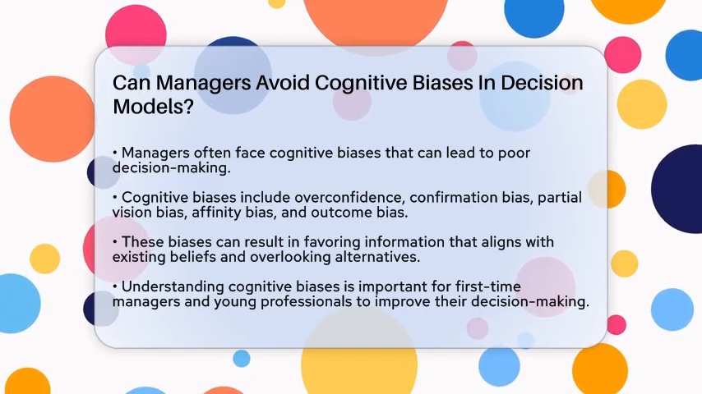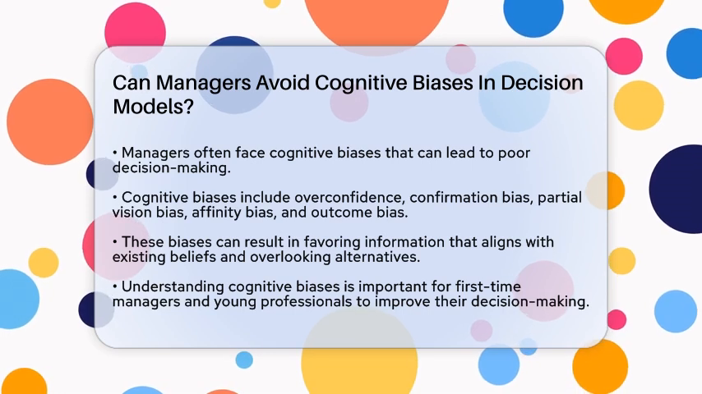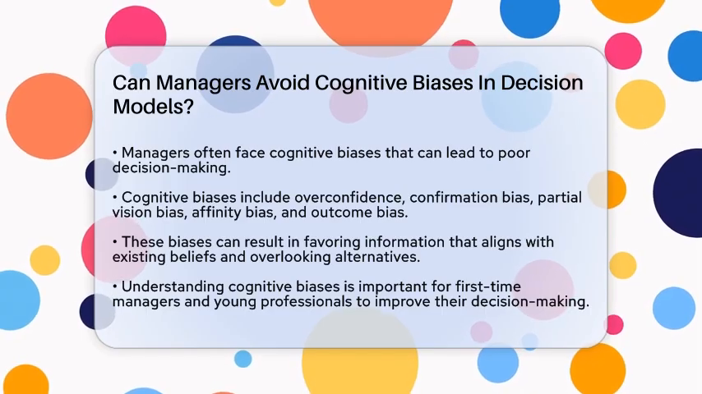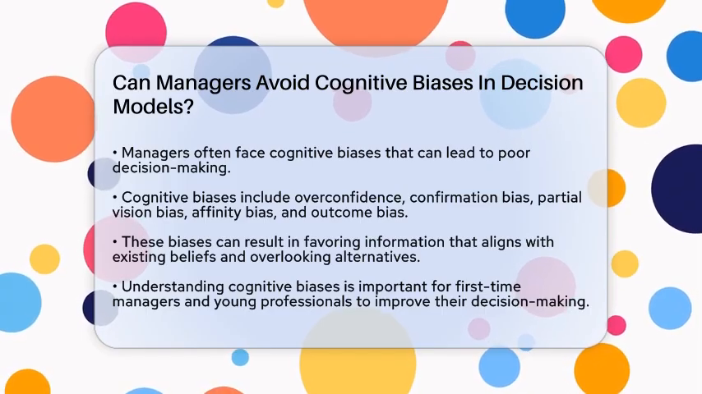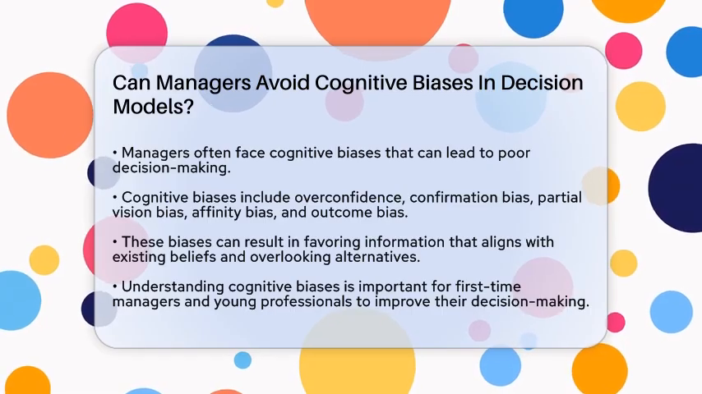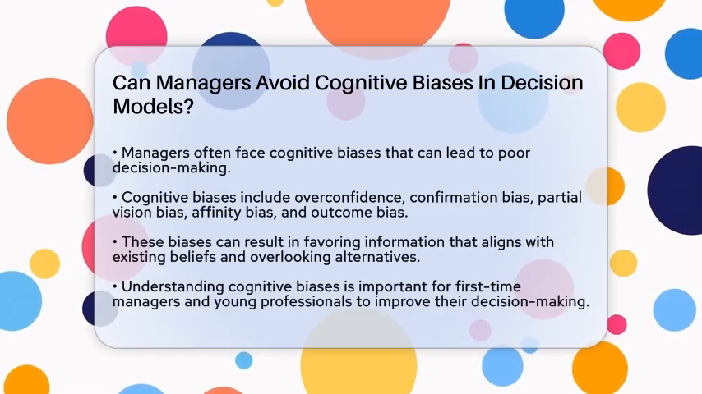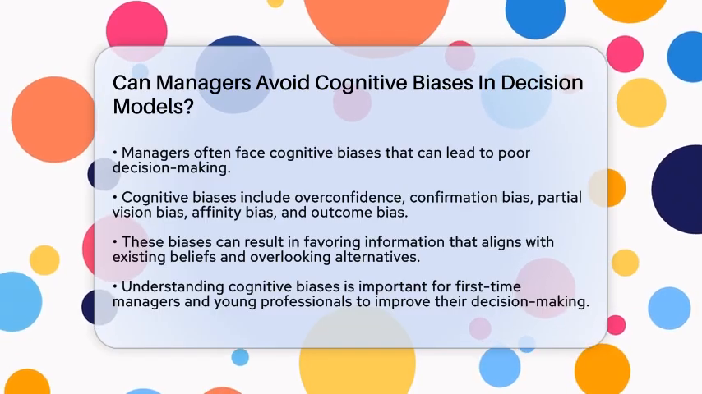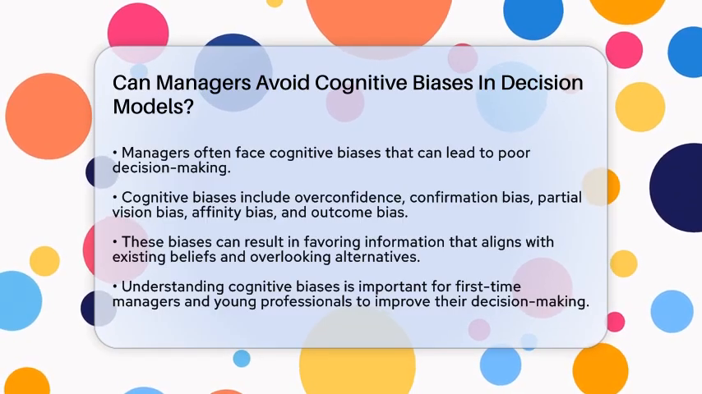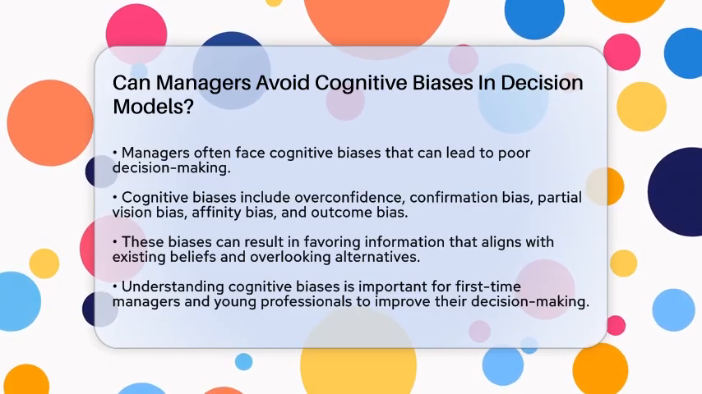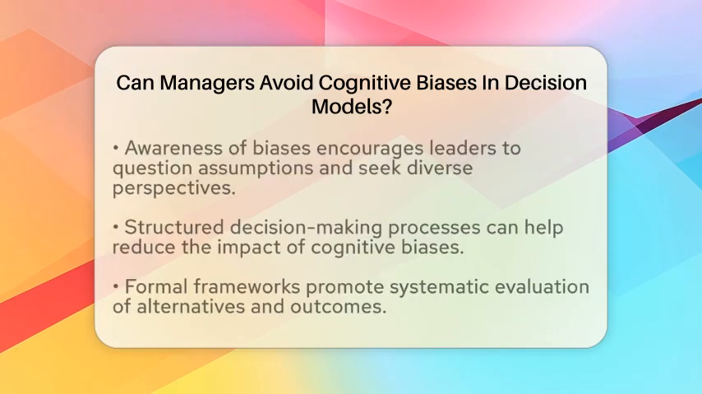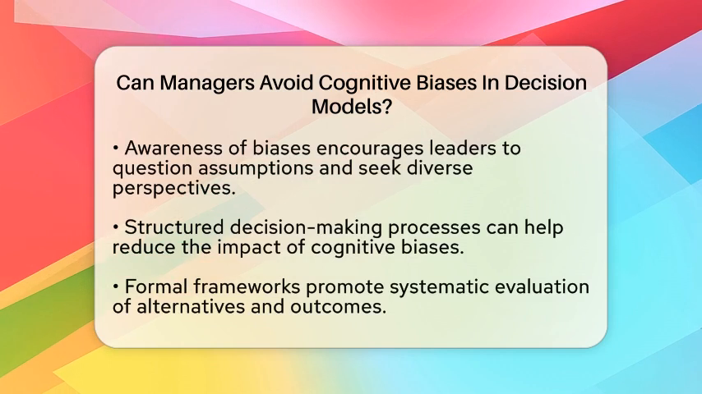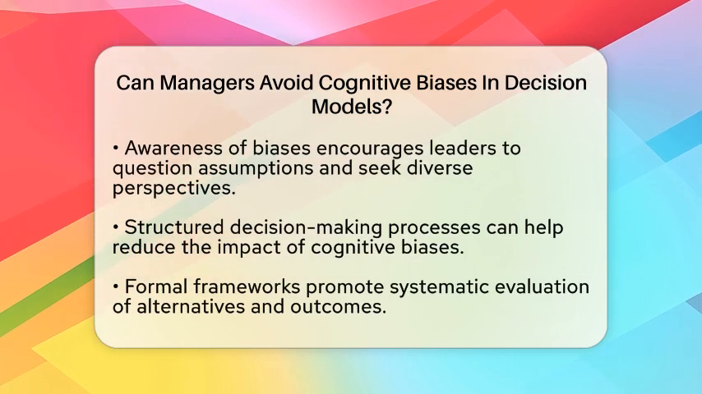Cognitive biases such as overconfidence, confirmation bias, partial vision bias, affinity bias, and outcome bias can all affect managerial decisions. These biases may cause managers to favor information that supports their existing beliefs or overlook important alternatives. They might also judge decisions based on outcomes rather than the quality of the decision-making process itself. For first-time managers and young professionals, understanding these biases is essential for improving decision-making skills.